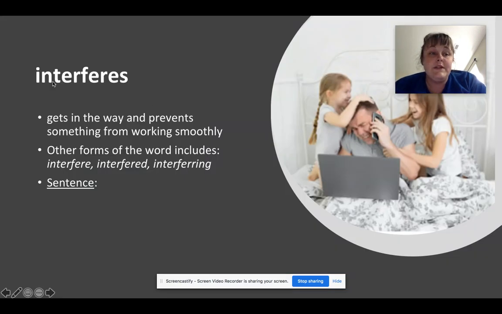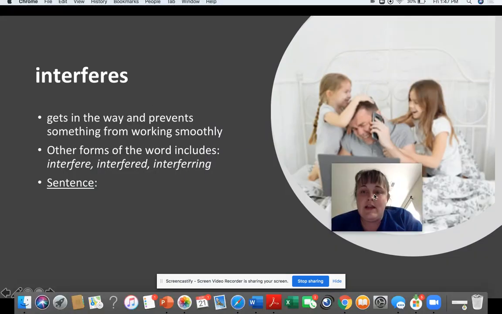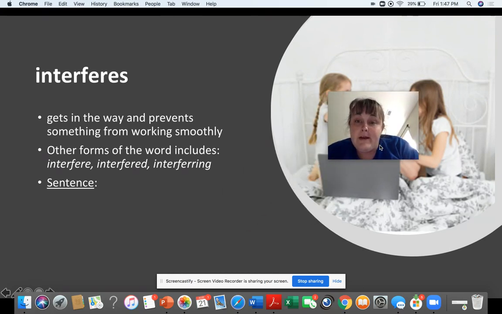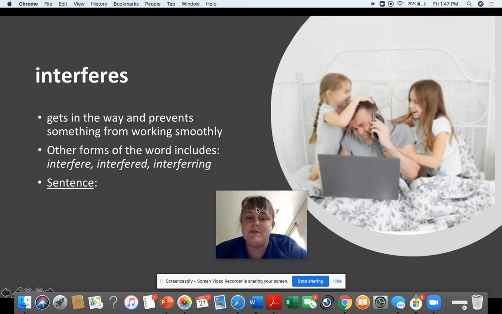All right, the next word is interferes. And you can see that my picture right now may interfere with your ability to see the two girls in the background. So I'm going to scoot it away so it does not interfere with the picture. Okay, interferes means gets in the way and prevents something from working smoothly.